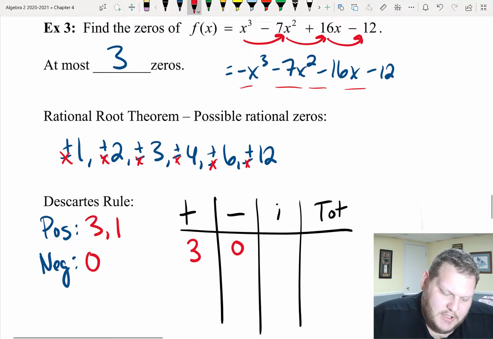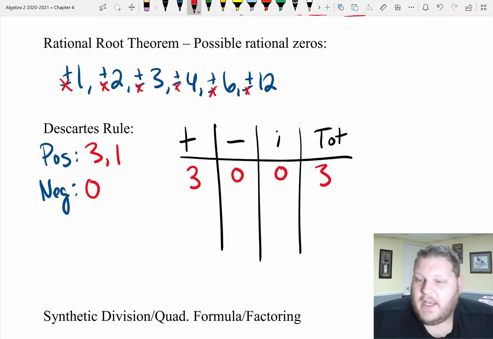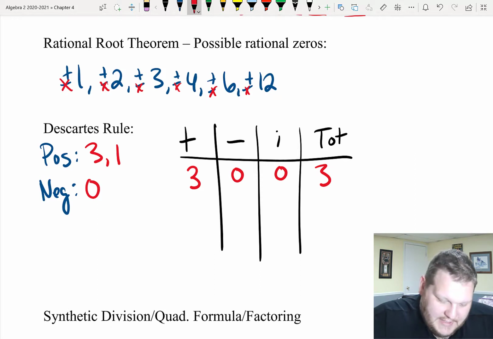So my options here, if I have 3 positive zeros, I know I'm not going to have any negatives. My original degree was what, 3? So if that's the case, I don't have any imaginary. All 3 of them are positive. That's option 1.